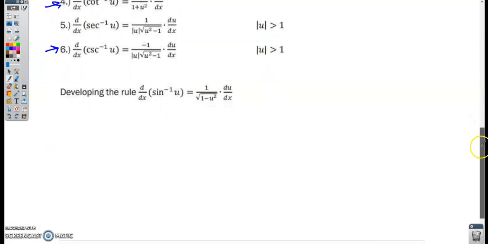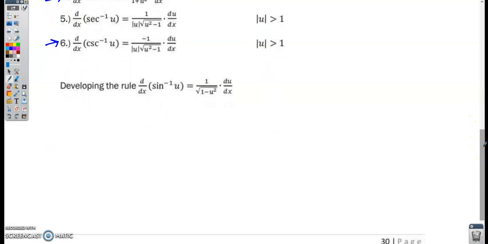All right, so let's go ahead and start developing these rules. We'll start with developing the rule for the arc sine of u, where u is a differentiable function of x. And where we're going to start is we're going to use a lot of stuff that we learned a couple of sections ago with implicit differentiation. We're going to say, okay, let's let y be the arc sine of u. And if y is equal to the arc sine of u, that means I can take the sine of both sides of this equation and transform it into sine of y is equal to u.